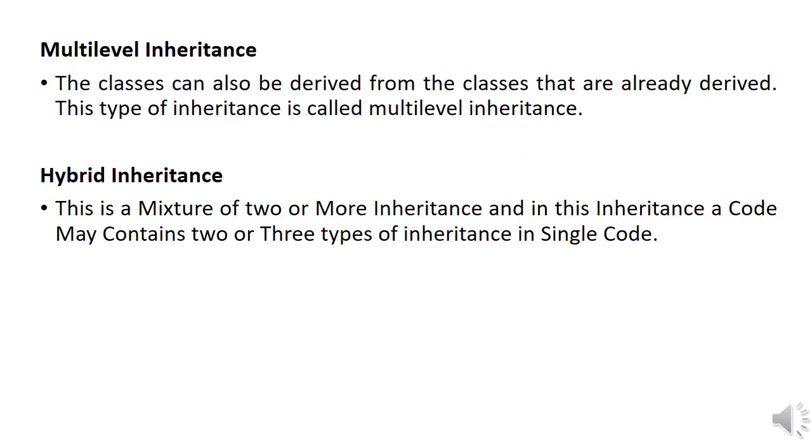The next type of inheritance is multi-level inheritance. In multi-level inheritance, a class can get inherited from classes that are already derived. Then the next type of inheritance is hybrid inheritance. In hybrid inheritance, it is a mixture of two or more inheritance types. In this type of inheritance, a code may contain two or three types of inheritance in a single code.